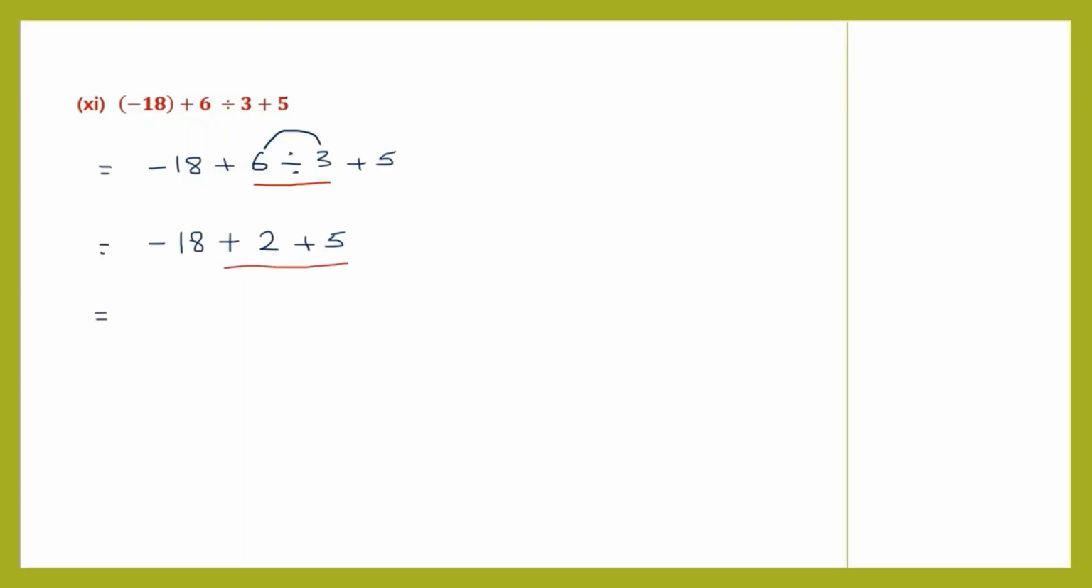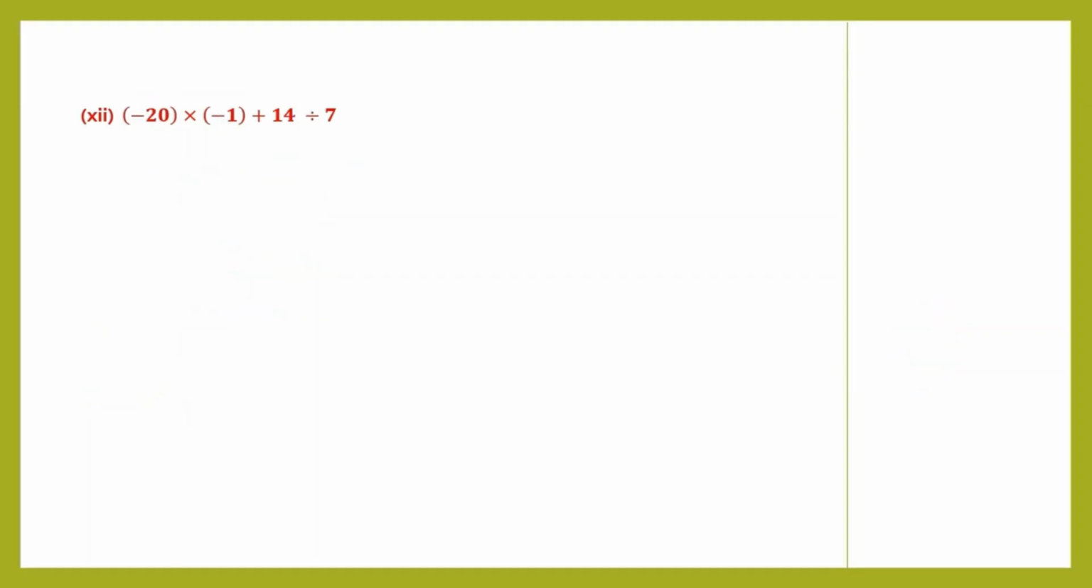So that is minus 18. When signs are the same, put the same sign and add. So 2 plus 5 is 7. Now we have minus 18 plus 7. When signs are different, one sign is minus, one is plus, put the sign of the bigger number and subtract 18 minus 7. So 18 minus 7 is 11. So minus 11. So this is our final answer, minus 11.